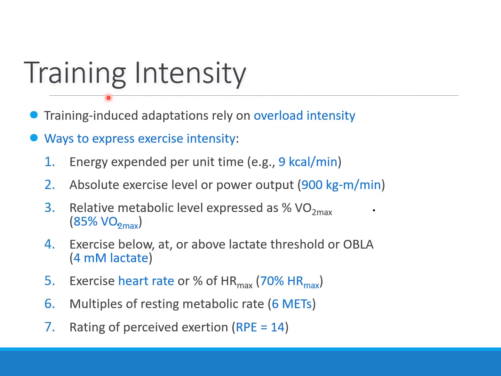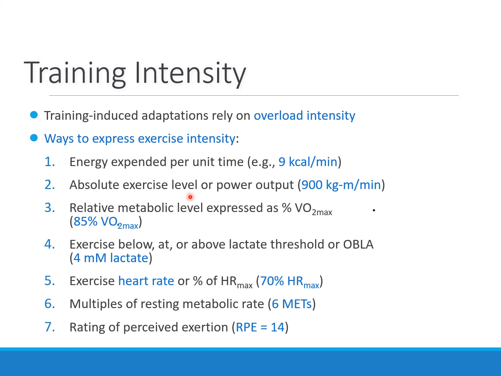So next we'll talk about training intensity, and training-induced adaptations rely on that overload principle. If you're not overloading it, it's not going to adapt. If you overload it too much, there could be consequences as well. But we need that overload for adaptations to happen. So how do we express intensity? Well, it could be the energy expended per unit of time. So how many calories did I burn per minute?